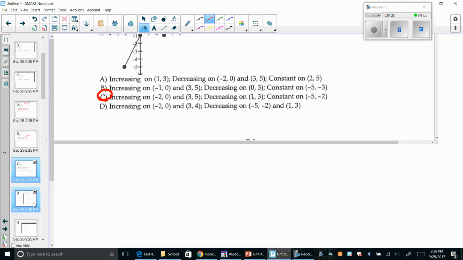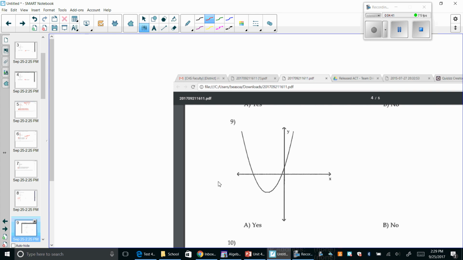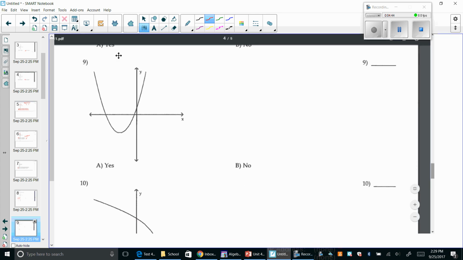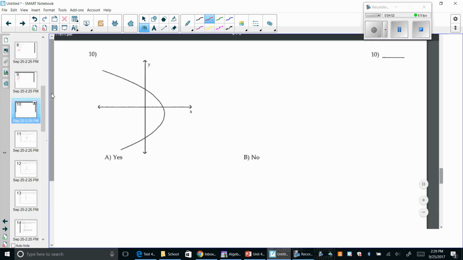All right, number 8. Is this the graph of a function? To tell whether something's a graph of a function or not, you can use what's called the vertical line test. If a vertical line would only cross it once, it is a function. So yes, number 8, this is a function. Number 9, look where you could draw vertical lines. Yes, this is a function. Number 10, no.